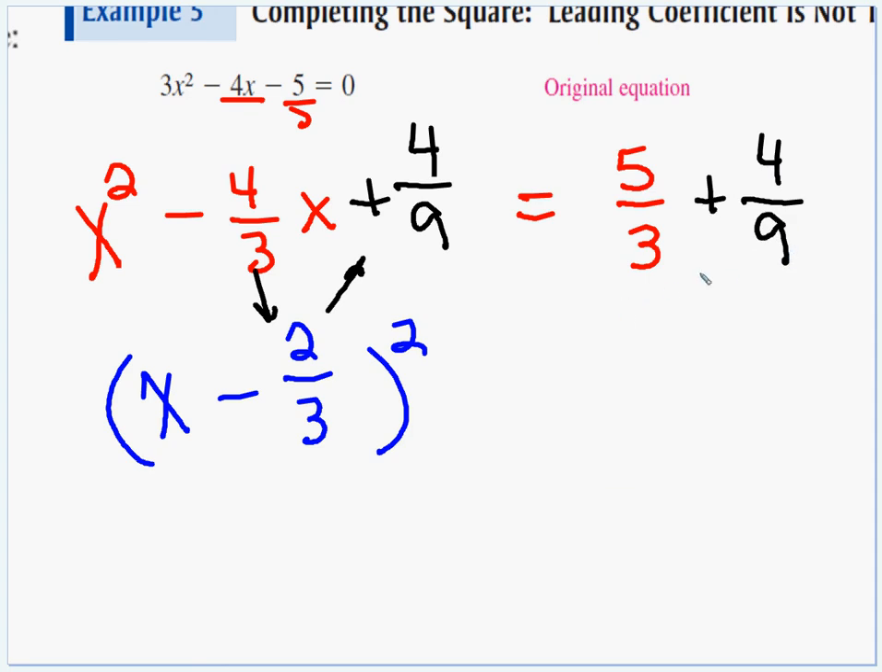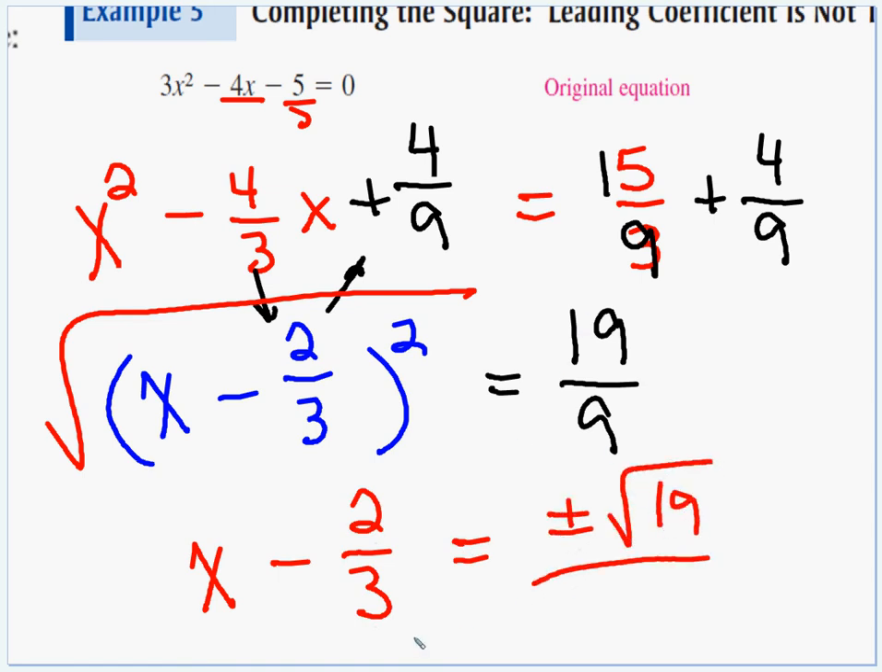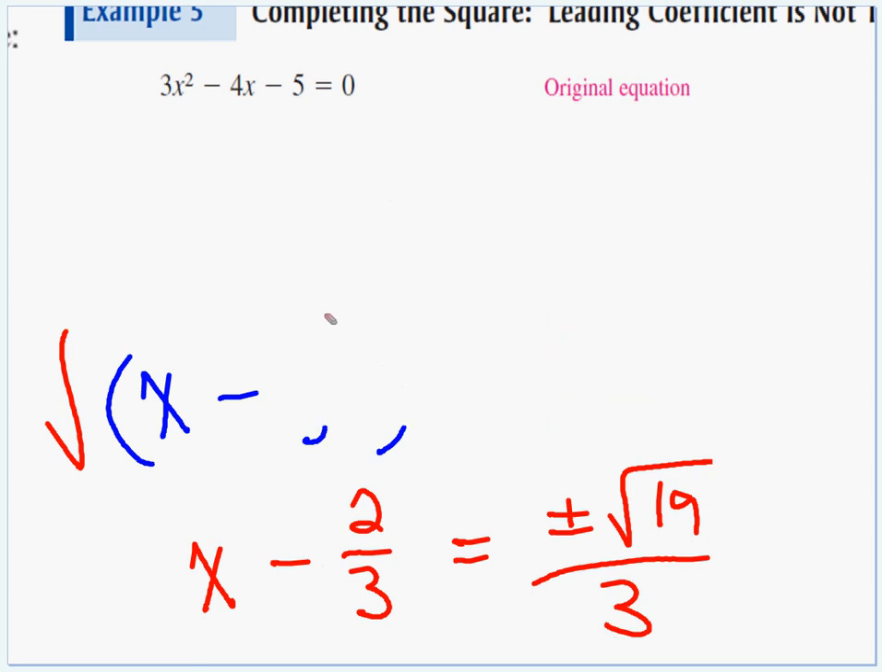Let's see, let's get a common denominator over here. We'd have to multiply our denominator by 3 to get it a 9. Multiply the numerator by 3 and it's a 15. So this becomes what? 19/9. And now we're ready to root both sides. Left becomes x minus 2/3. On the other side, our numerator we can't do much with. We'll leave it as plus or minus root 19. But down in the denominator, when we square root that, we get the same 3 we have on the left side. So this answer will combine nice into our final answer.